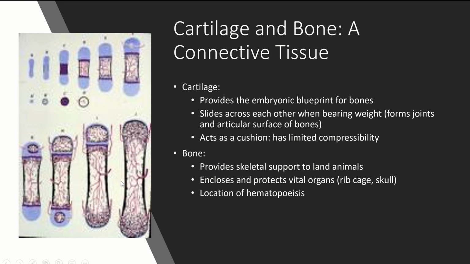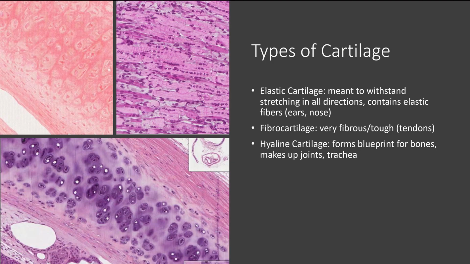So in some of our bones, they are designated for hematopoiesis, and so that is a big important site in our bones. Okay, so we're going to go over the types of cartilage. There are 3 big types of cartilage that we're going to learn, and these are them.